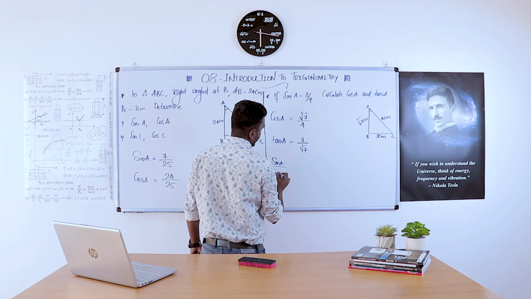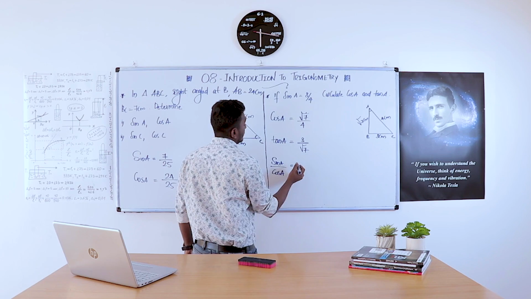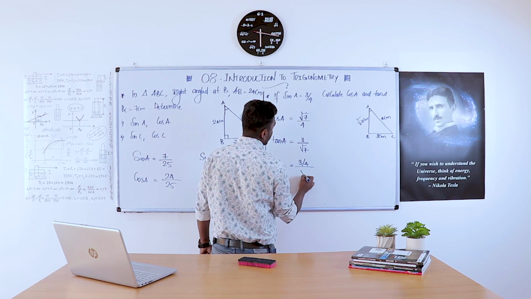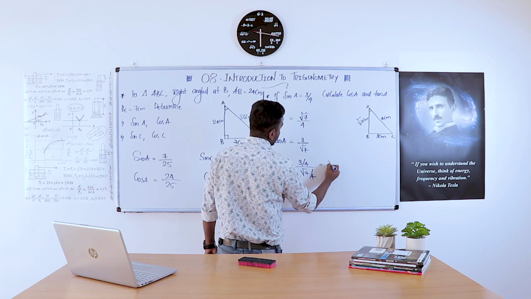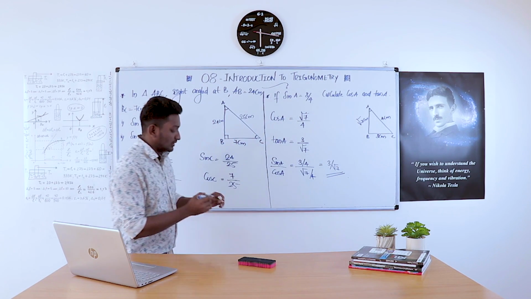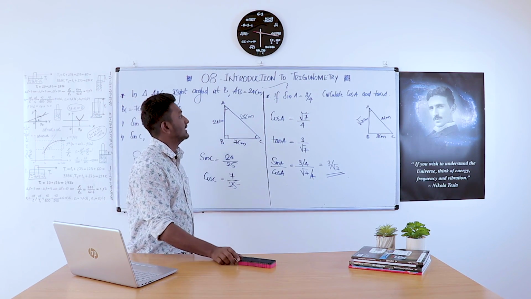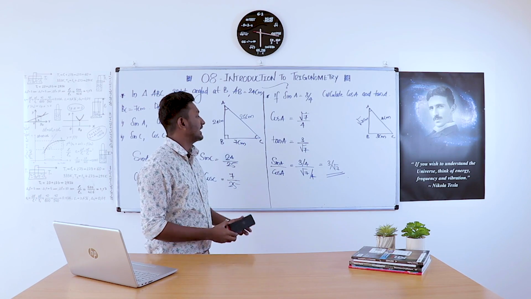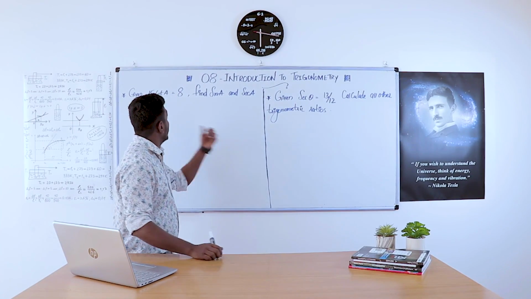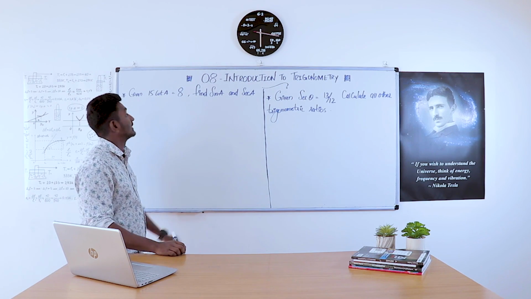Sin A by cos A is equal to 3 by 4 whole divided by root 7 by 4. So 4 cancels to become 3 by root 7. So it is right. So now we have found cos A and tan A. Cos A is root 7 by 4, tan A is 3 by root 7. Okay. Now look at another question.